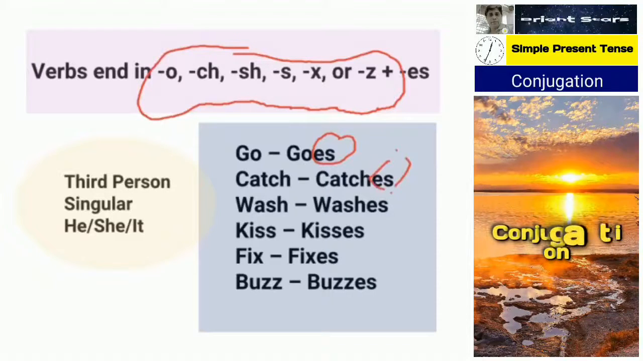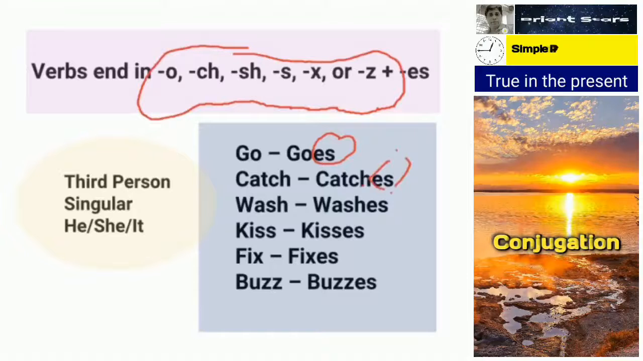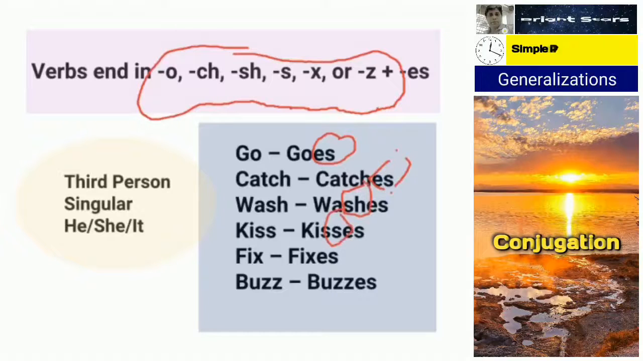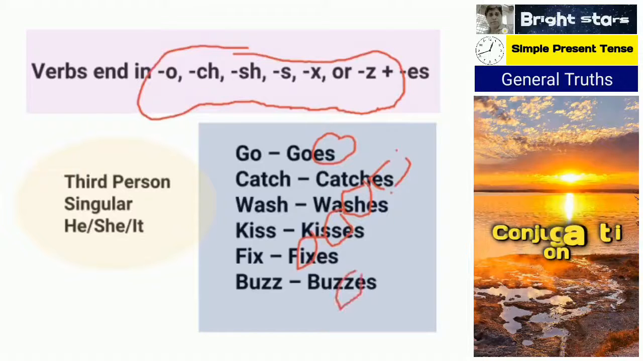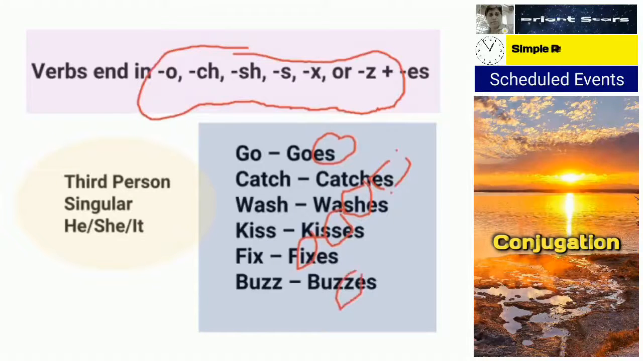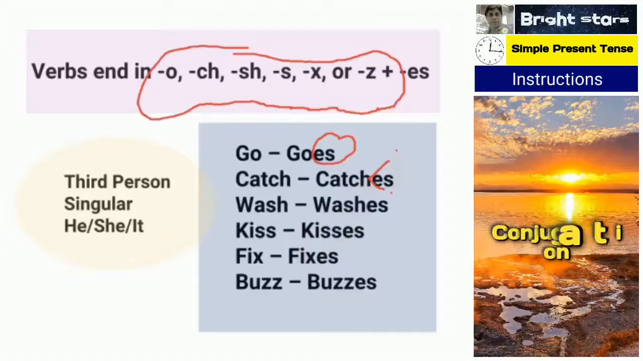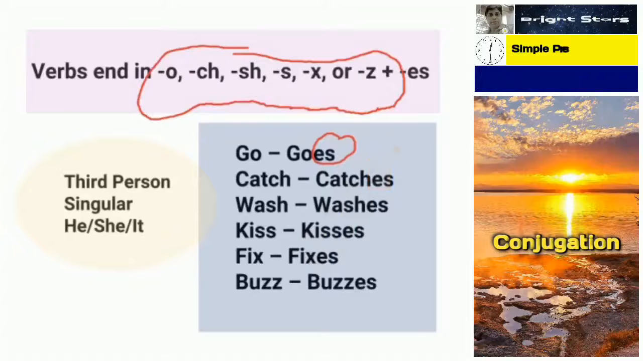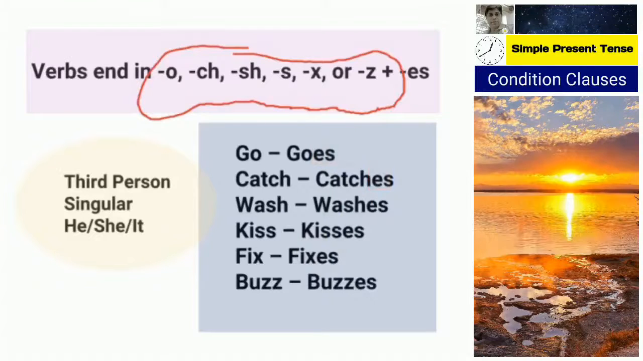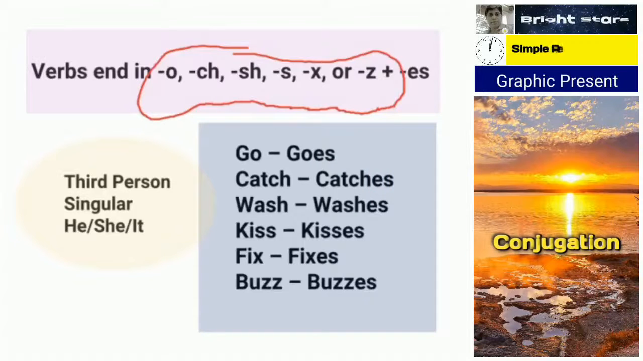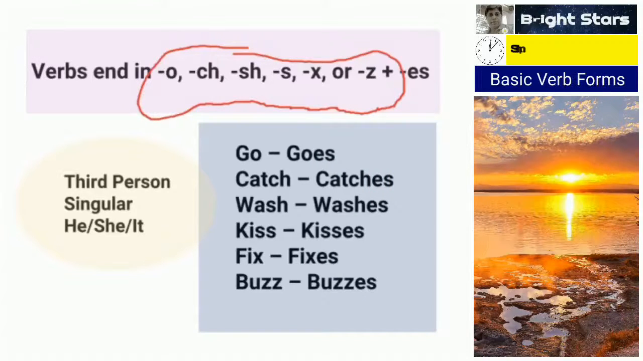Next one, this verb is ending in sh, so we add es. The next word is ending in s, so we add es. Here it is ending in x, and here z is the suffix, so we have added es. So you can see, it is very easy. Go becomes go plus es, catch plus es, wash plus es, kiss plus es, fix plus es, bus plus es. Like this we add.